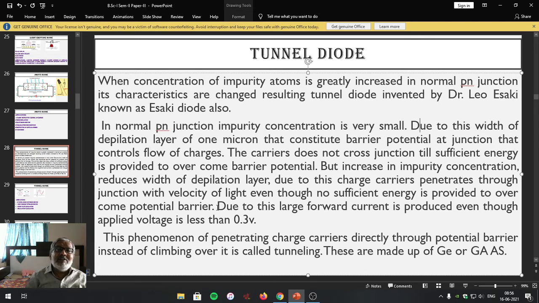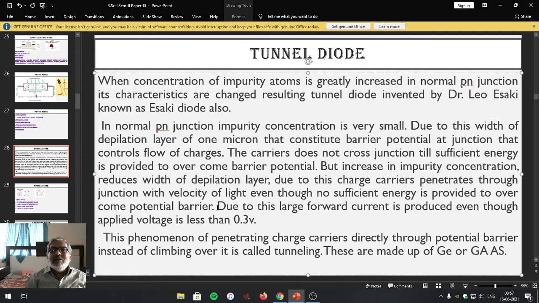Try to understand the difference between a simple p-n junction diode and a tunnel diode. In a simple p-n junction diode, the small barrier potential is there, of the order of 1 micron. Depletion layer is there. Therefore, in normal condition, the charge carriers will not cross that particular barrier. But when you apply sufficient energy by means of an external battery, it will make the charge carriers cross the barrier and allow current to pass through the p-n junction diode.